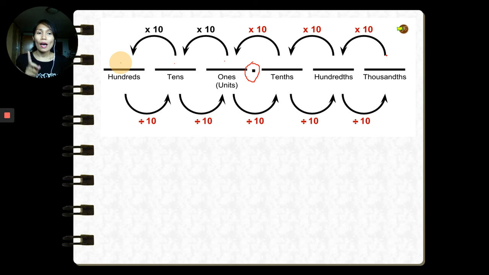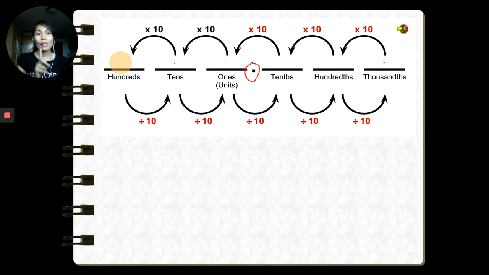But you have to understand that in this case, the numbers on the right, the decimal numbers, are lesser than the whole numbers. Okay, then that means each of these values is 10 times greater than the next place. So let's start with the thousandths. Thousandths place is 10 times lesser than the hundredths place.